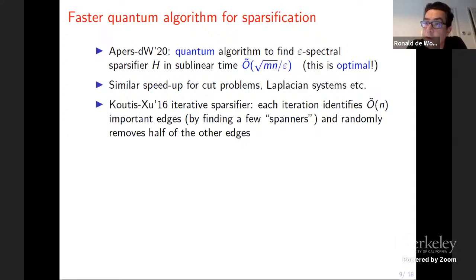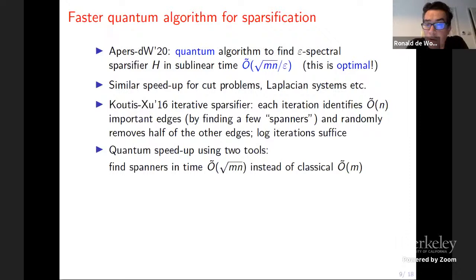You just sample the remaining edges. You sample half of them and you throw the rest away. It means that one iteration of this Koutis-Xu sparsifier sparsifies by half. It goes from m edges to roughly m over 2 edges. The next iteration goes to roughly m over 4 edges. And this means that after a logarithmic number of iterations, you've actually found a good H, an H that has order n edges left. And this is all pretty efficient. This works essentially classically in linear time, O tilde m.